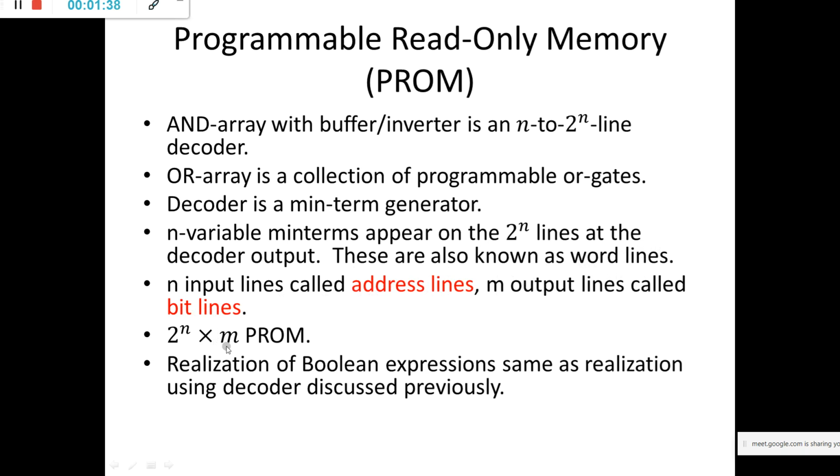How do we characterize the PROM? We characterize it by 2 raised to n cross m. M is the bit lines, the output lines. 2 raised to n is the decoder output, and these are known as word lines. So we can realize the Boolean expression using this PROM as we had done using decoders.